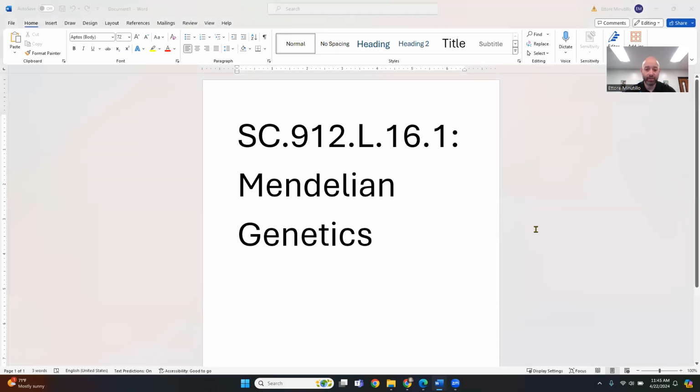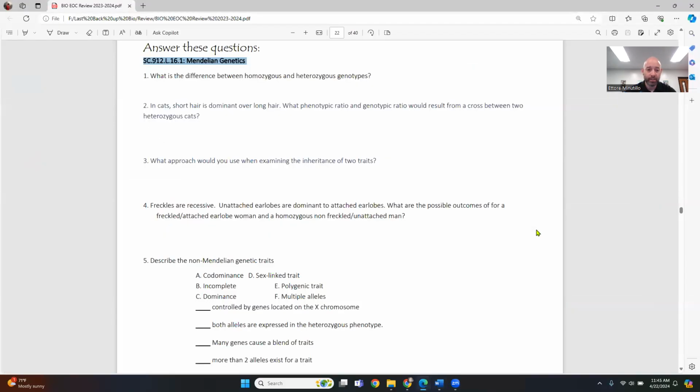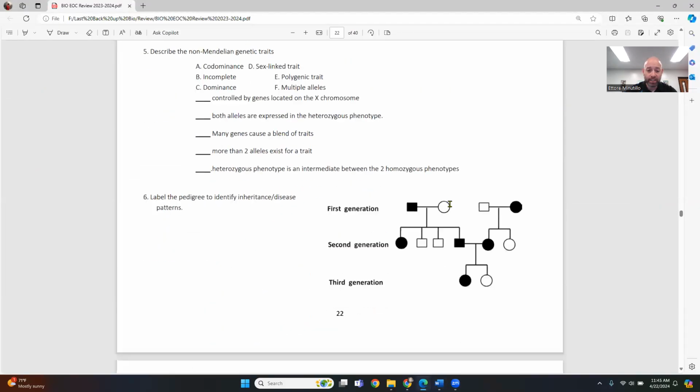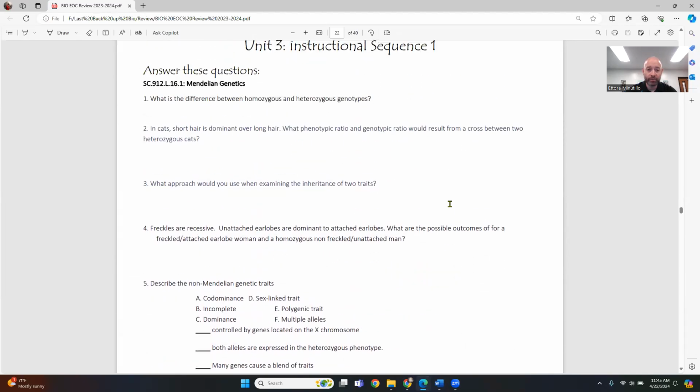Let's see what we've got here. We are currently on page 22 of the review, instructional sequence 1 from unit 3. This is stuff from January, once we came back. Let's see what we've got here. Do I have good text boxes? I do. Let me get ready to add these in.